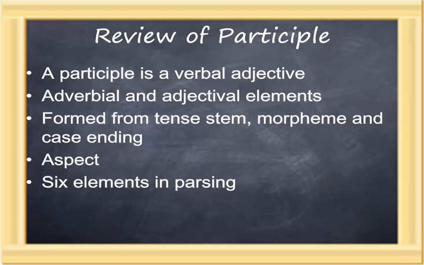A participle is formed from a tense stem, a morpheme, and a case ending. And in working with participles, it's all about type of action, not time of action. So the six elements in parsing a participle are case, number, and gender, tense, mood, and voice.